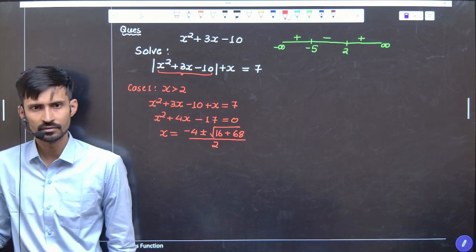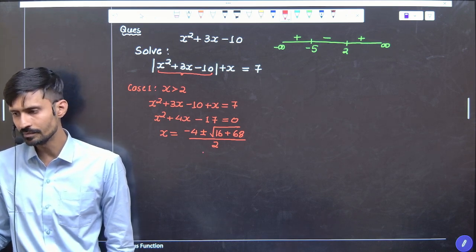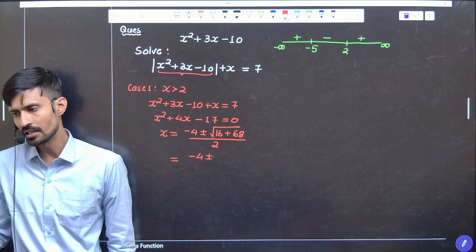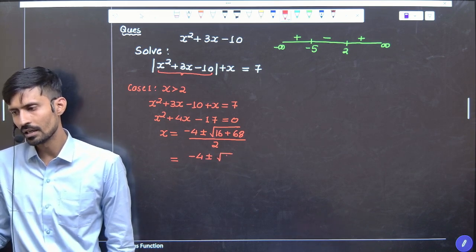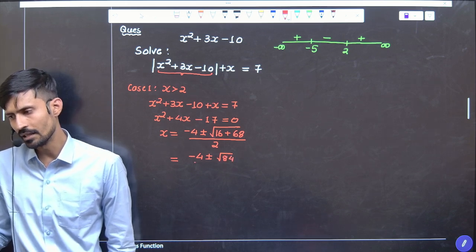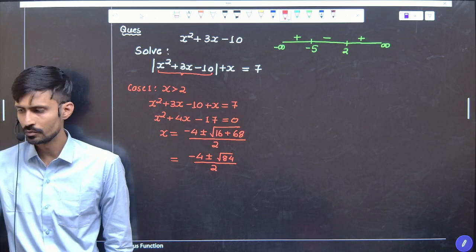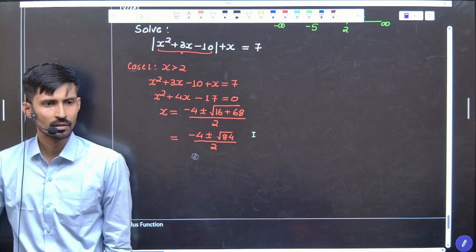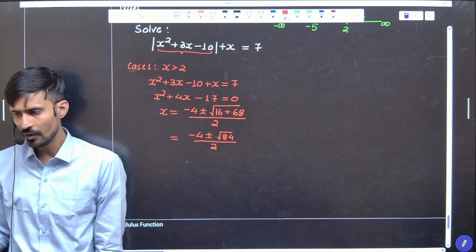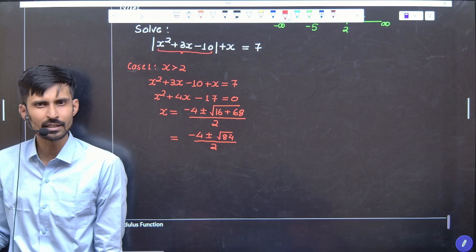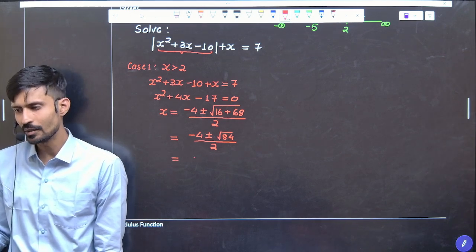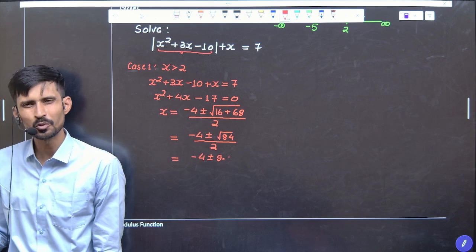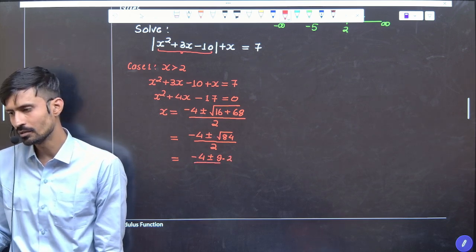Yes, na? Now that will become minus 4 plus minus root 84 by 2. Now I will take the root 84. Can you tell me 9 point something? So I will calculate like this. I am not going to write the whole thing. I will write minus 4 plus minus 9.2, I will take the approximate value, upon 2.